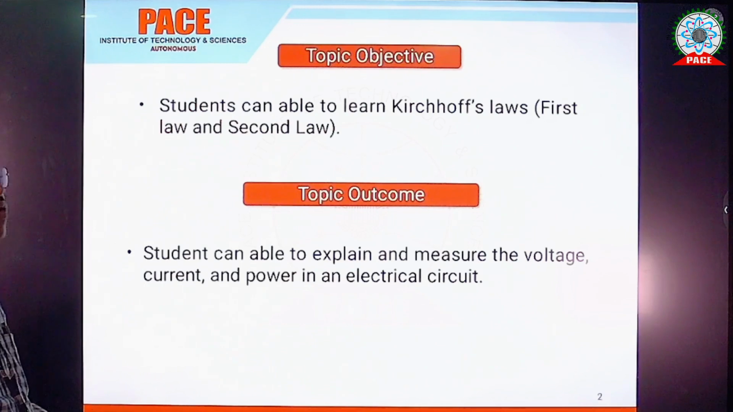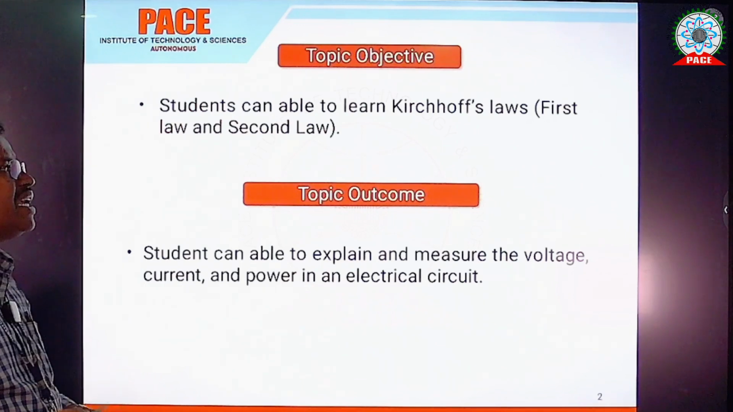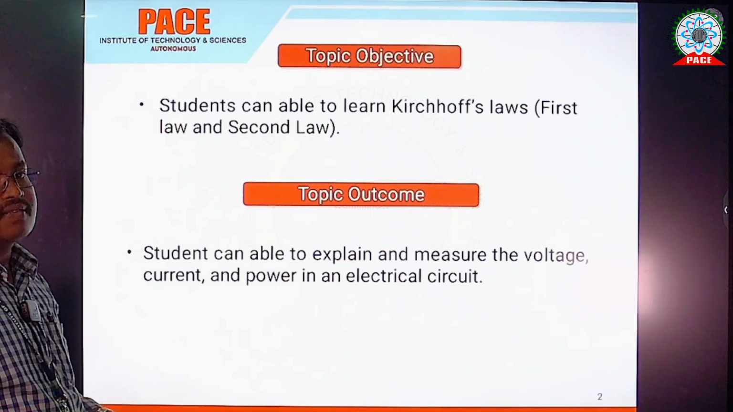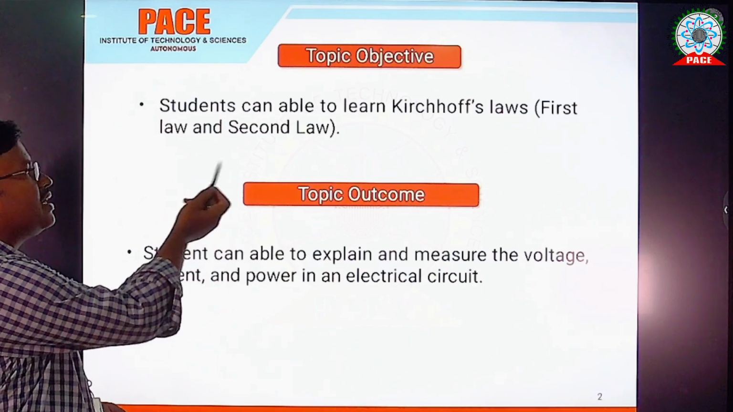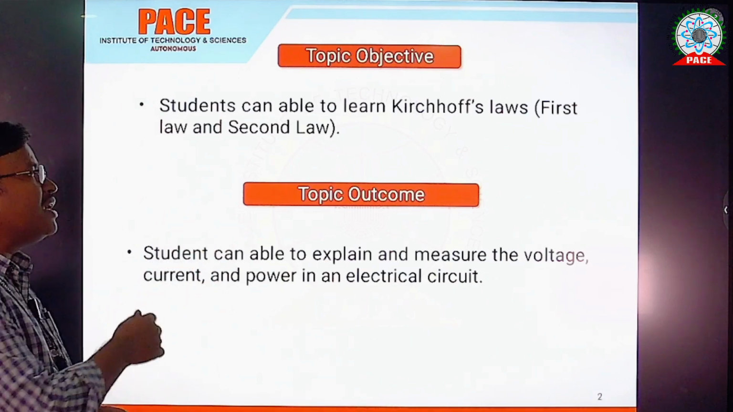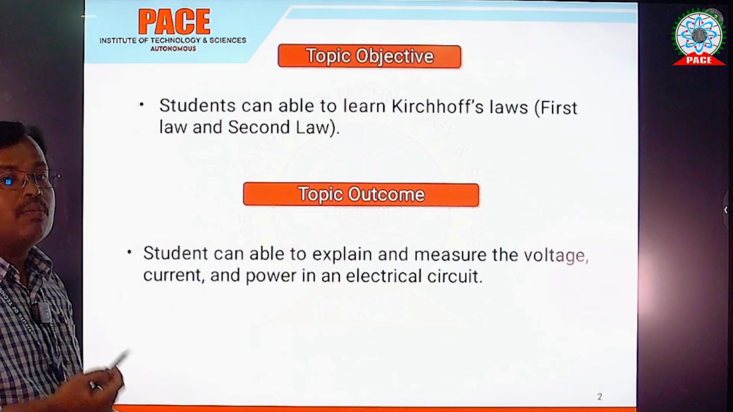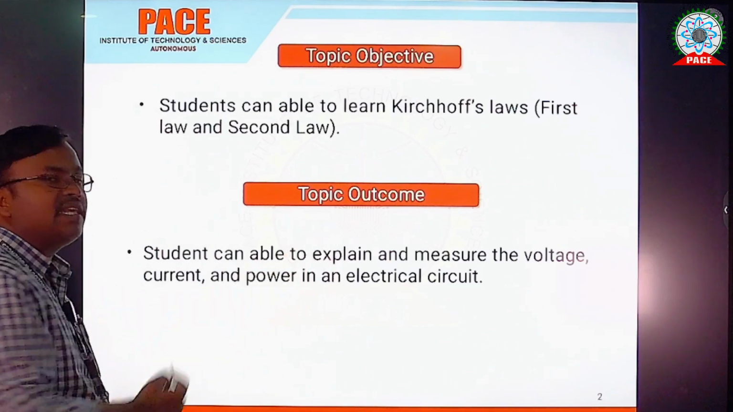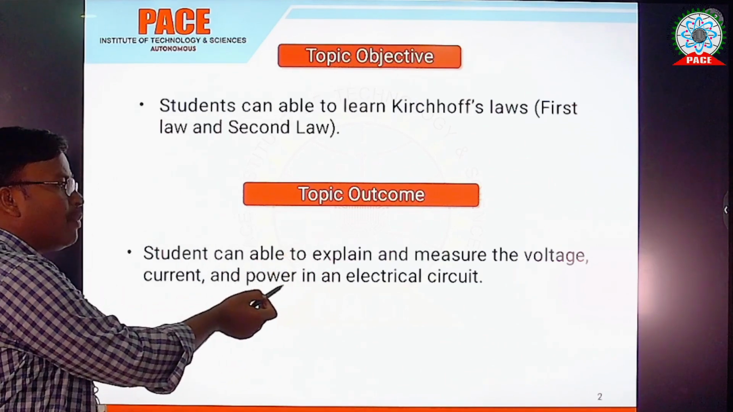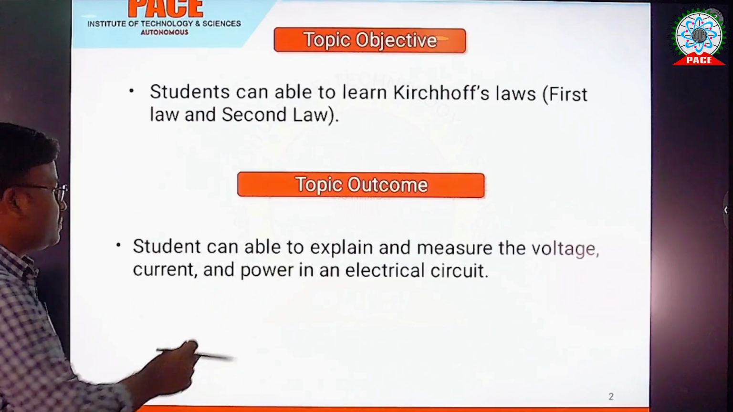The main objective of this lecture is that the student will be able to learn Kirchhoff's laws, that is, Kirchhoff's first and second law. After completing this lecture, the student can explain and measure the voltage, current, and power in electrical circuits.